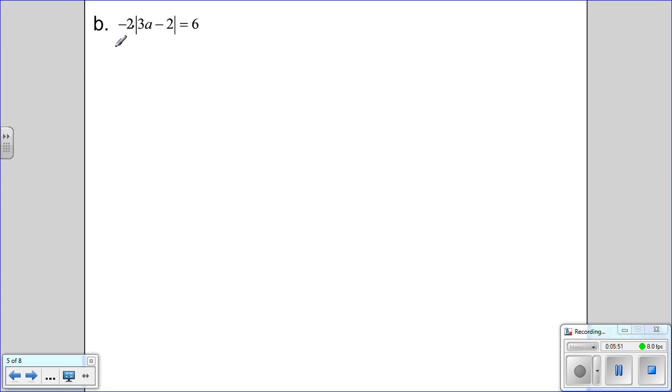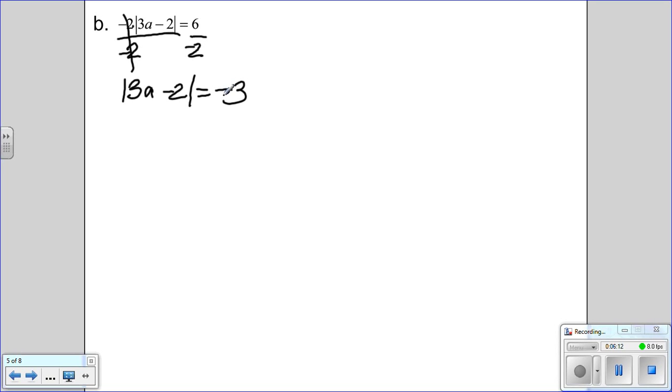So to cancel out -2, the opposite of multiplying is dividing. So if I divide both sides by -2, these over here will cancel out, and I get the absolute value of 3a minus 2 equals 6 over -2 is -3.